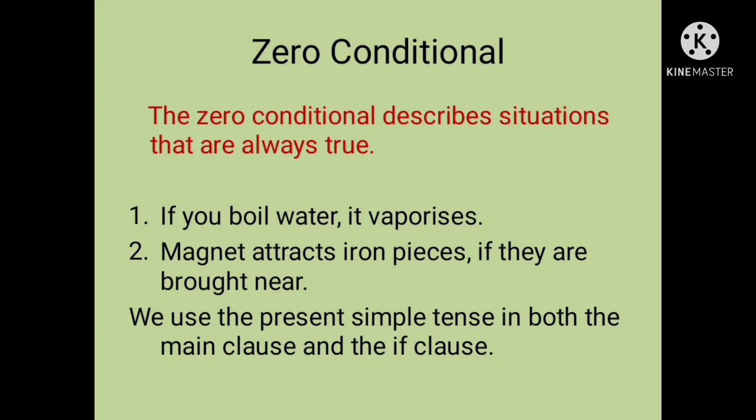If you analyze these two sentences, see the first sentence. If you boil water is a dependent clause. It vaporizes is the main clause. So it vaporizes is contingent on the dependent clause, if you boil water. And see the tense used. You boil is simple present tense. The same way, it vaporizes, with s added, is also simple present tense. Even if you analyze the next sentence, a magnet attracts iron pieces is also written in simple present tense. If they are brought near is also simple present passive voice.